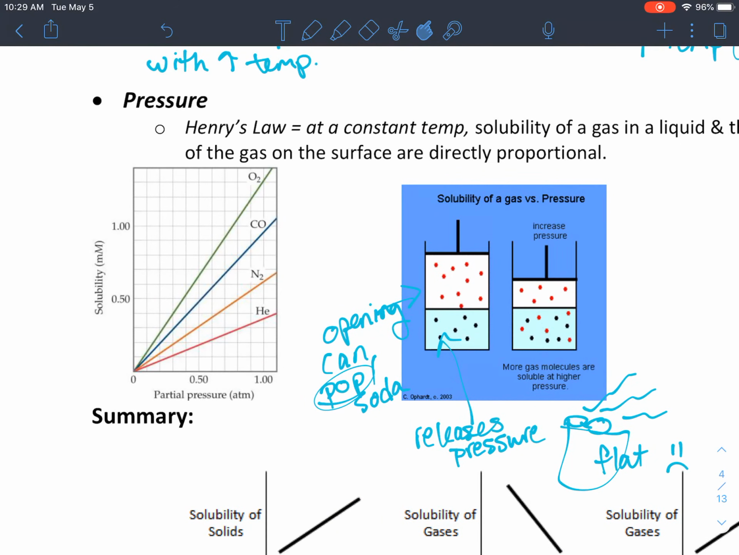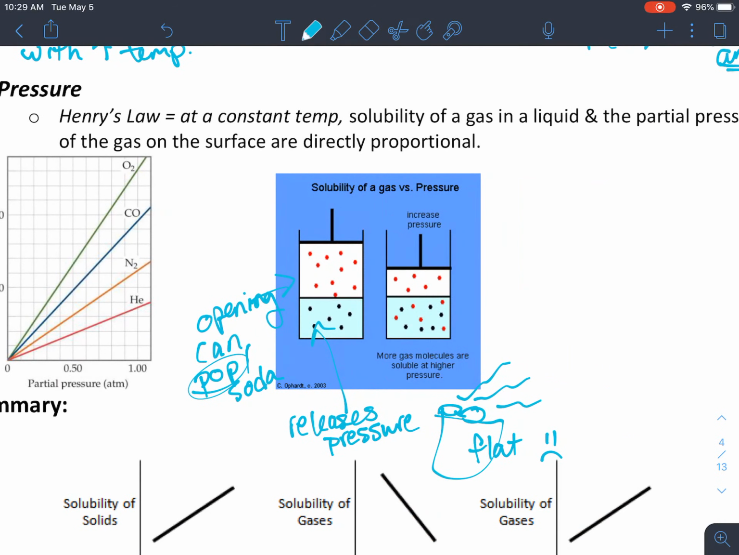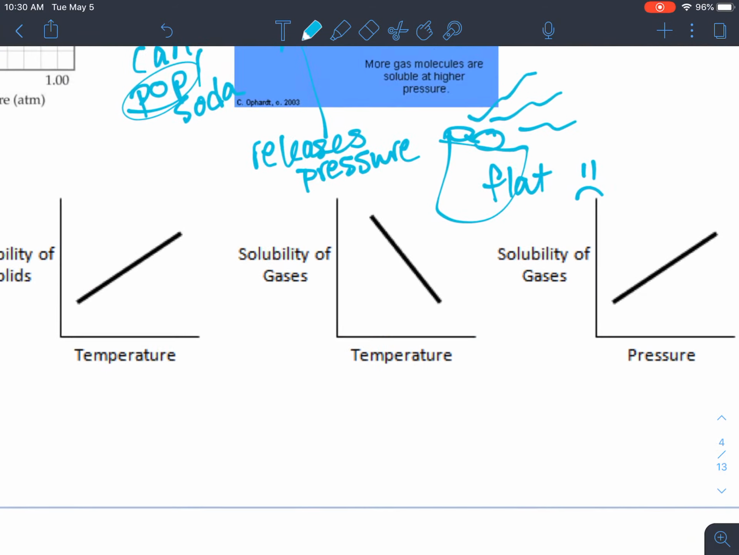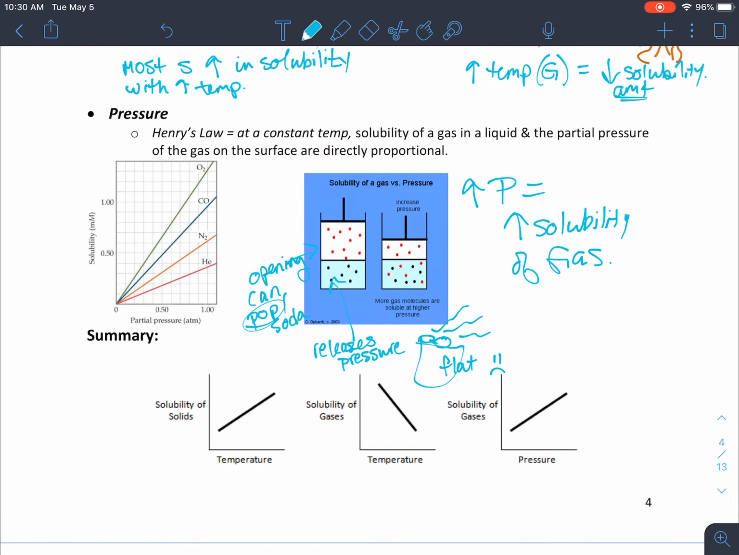All right, so let me see if I missed any notes. I think it was just if you increase the pressure, it increases the solubility. So I guess you can write that down. So if we increase P, that increases the solubility of gas. Alrighty. And then you can see the little direct and indirect relationships at the bottom of your page there.